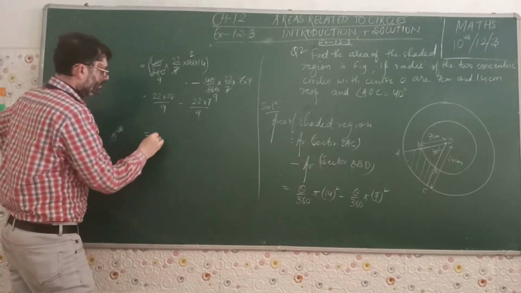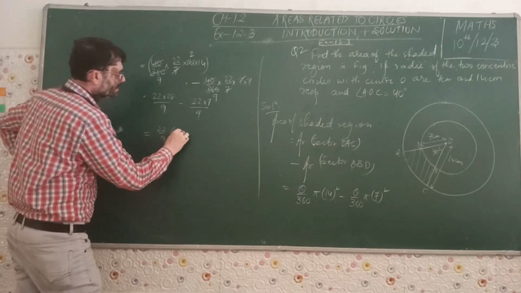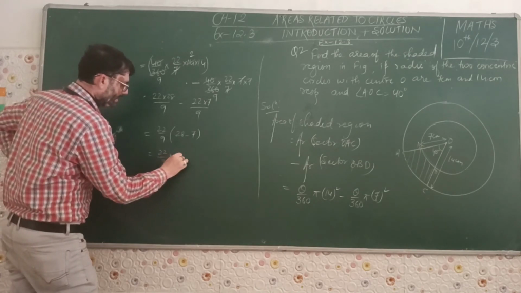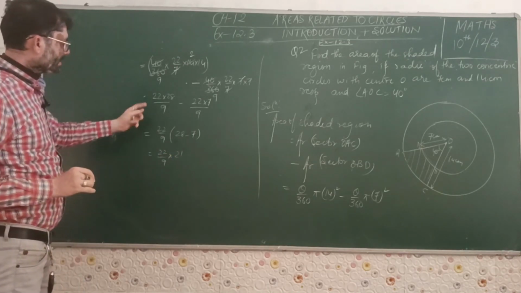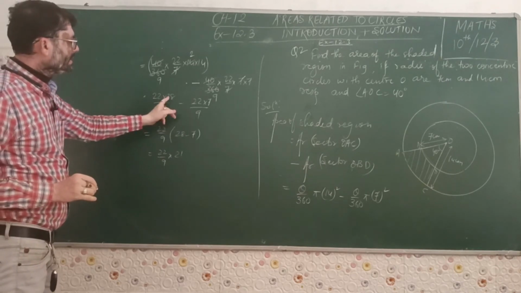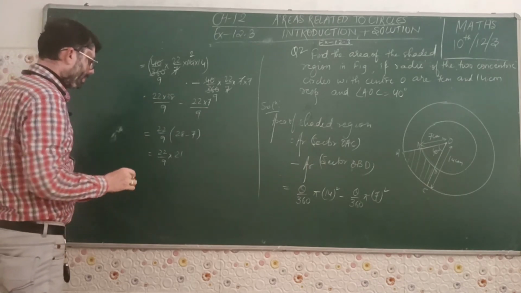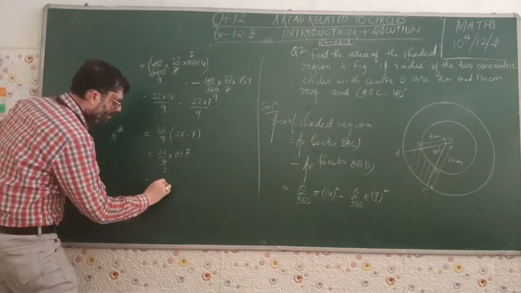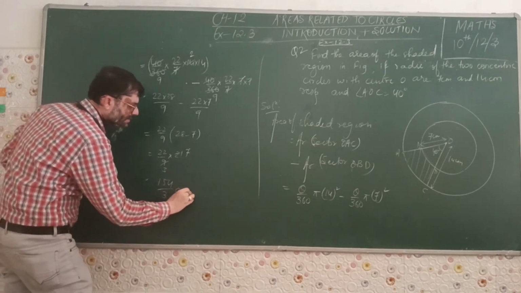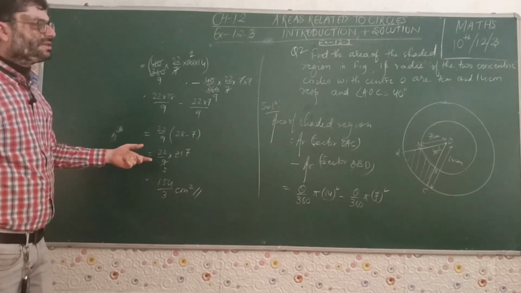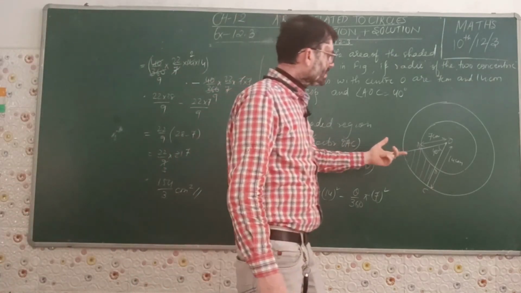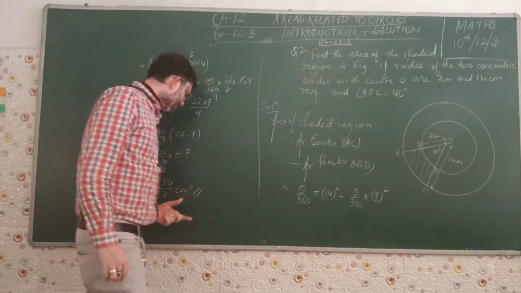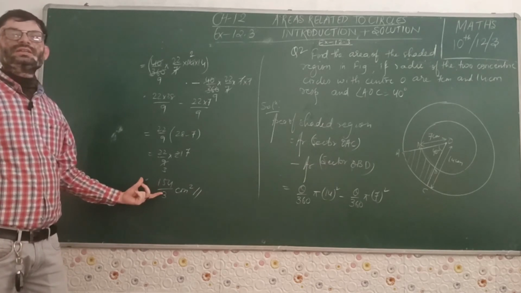If you solve it, if you take 22 by 9 common, this is 28 minus 7. So this is 22 by 9 into 21. Is that correct? 22 by 9, this is 28 minus 7. And this is 3 3s are 9, 3 7s are 21, so 22 into 7, 154 by 3 centimeter square. So the area of the shaded region in these concentric circles with two different sectors of radius 7 centimeter and 14 centimeter is 154 by 3 centimeter square.